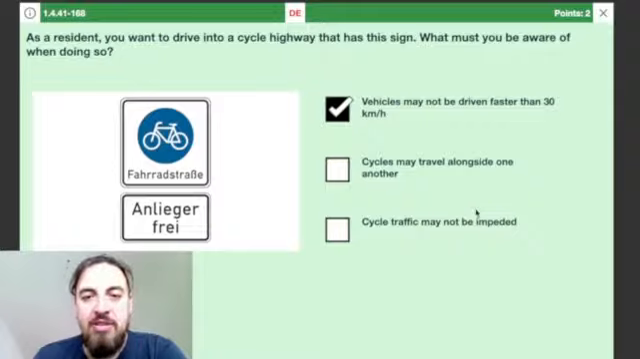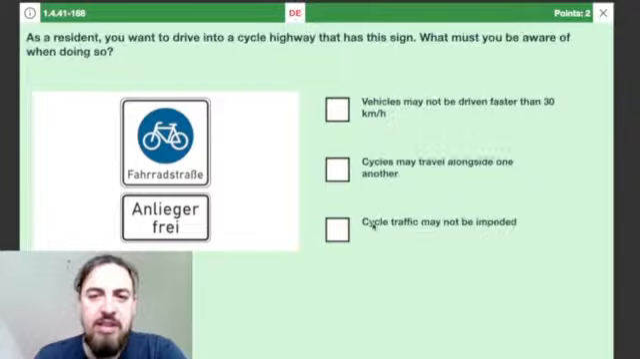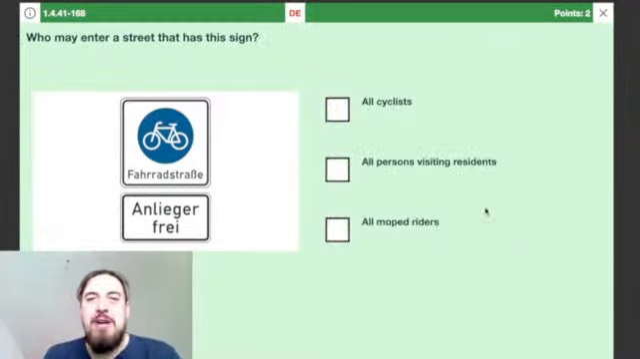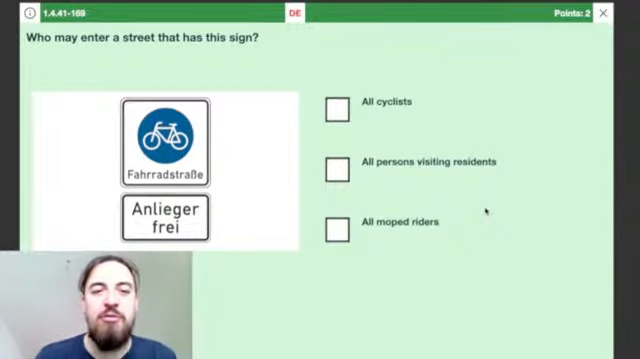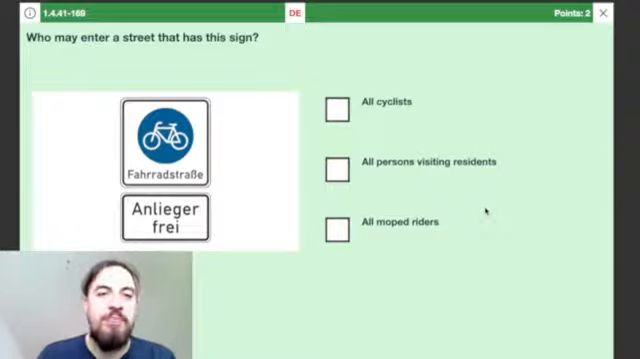Cycles may travel alongside one another. Yeah. Cycle traffic may not be impeded. Impeded means, yes, that you have to take care for them. Yeah. All right. So all three are correct. Why are you not allowed to drive faster than 30? It's a requirement of this type of road if it's a Fahrradstraße. If you're allowed to enter, then you're not allowed to drive faster than 30.